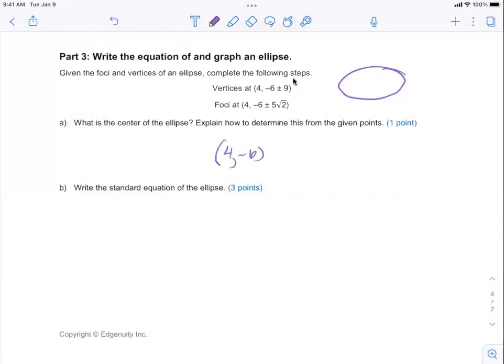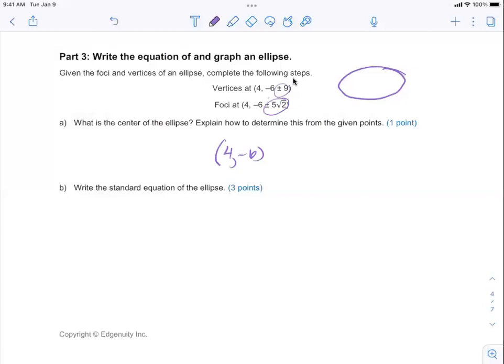It's equidistant from both vertices or both foci of the ellipse. So because this is -6 plus or minus 9, we just use the -6. Because it's -6 plus or minus 5√2, you just keep the -6. Write the standard form of the ellipse.